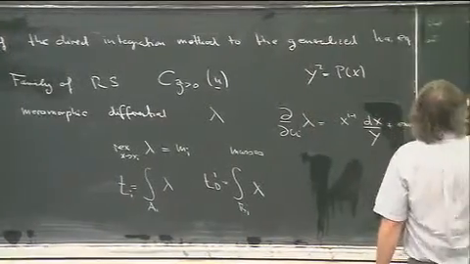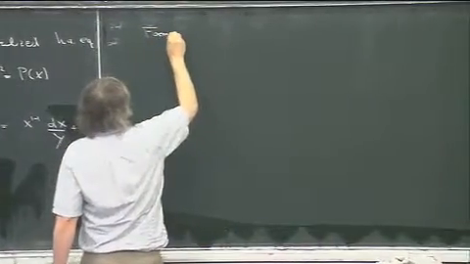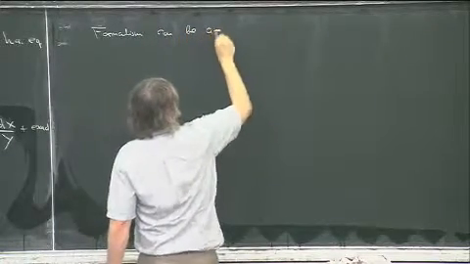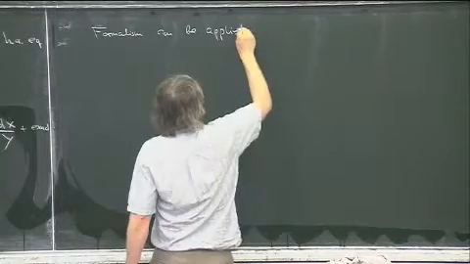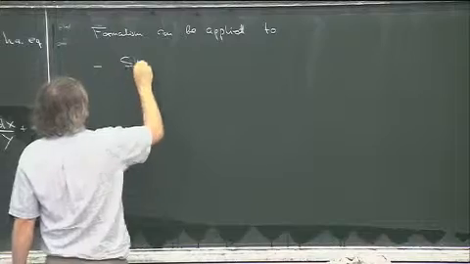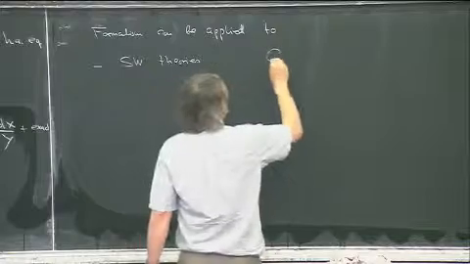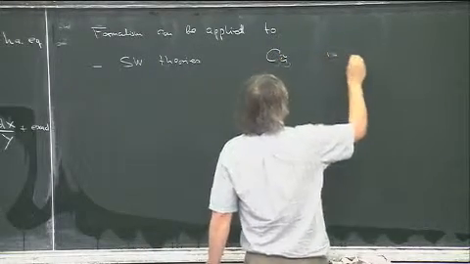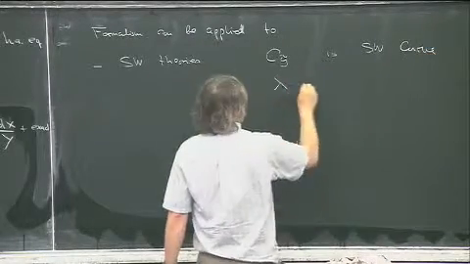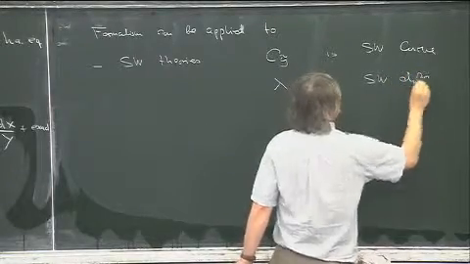It turns out that this sort of data allows you to apply the formalism. The formalism can be applied, first, to Seiberg-Witten theory, where C_g̃ is the Seiberg-Witten curve and lambda is the Seiberg-Witten differential. That's maybe the example, since they invented that.